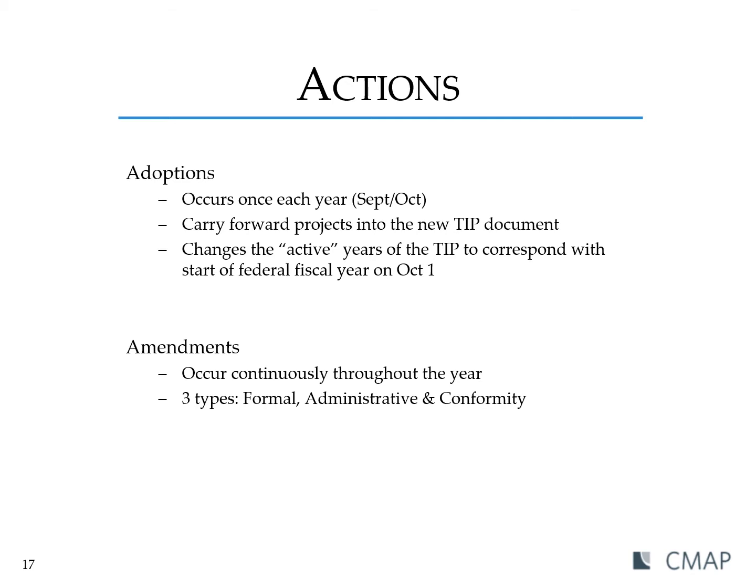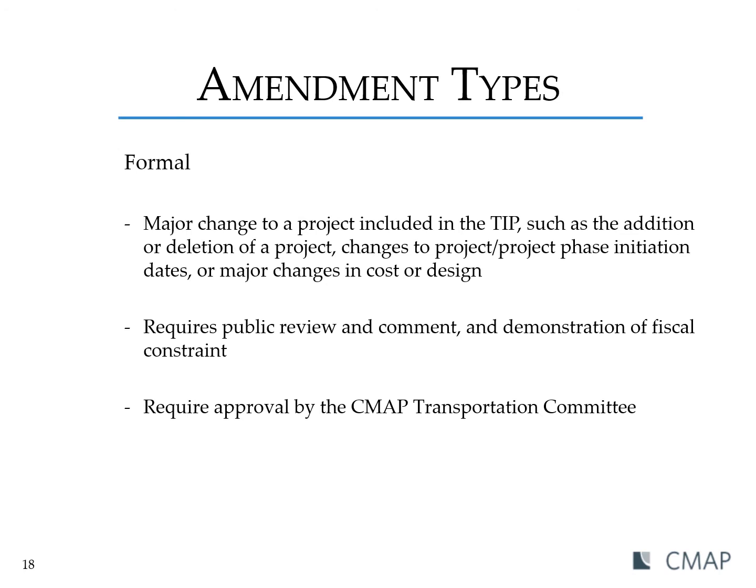So let's quickly run through the amendment types. Formal are any major changes, so that might be the addition or deletion of a project, a major change to cost and design. Formal amendments require public review and comment and demonstration of fiscal constraint, and they also require approval by the CMAP Transportation Committee.